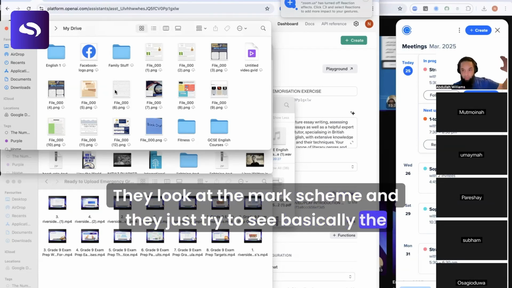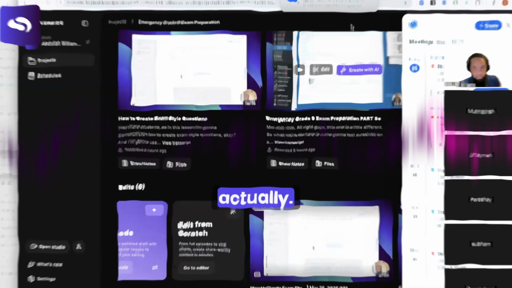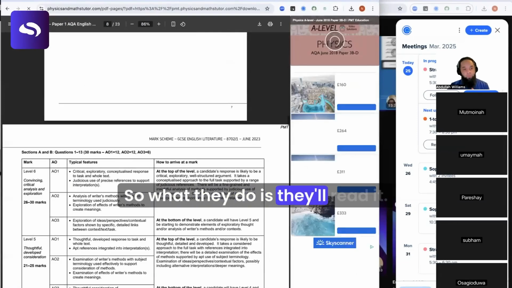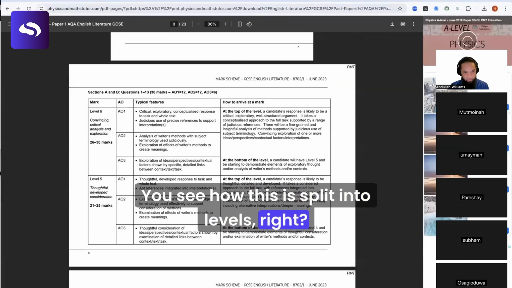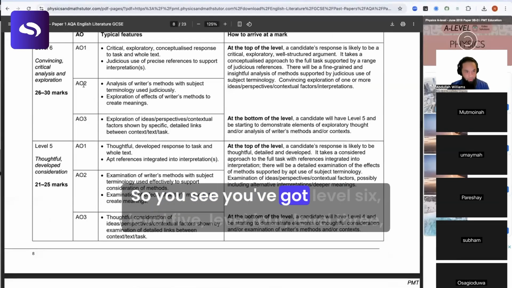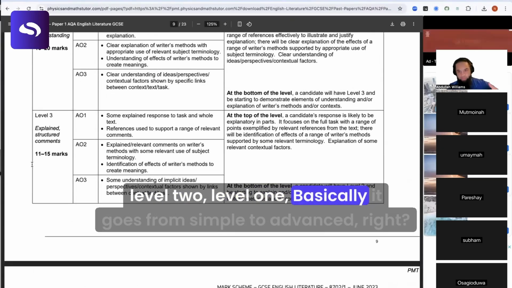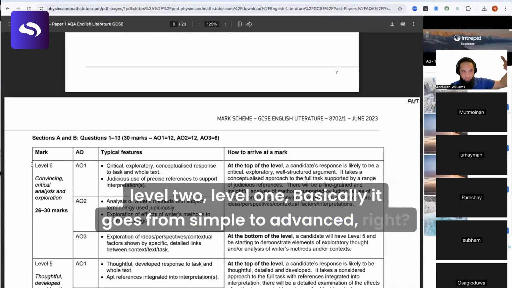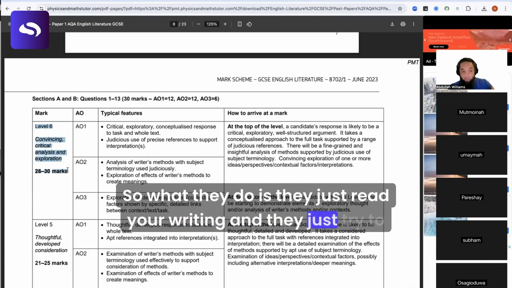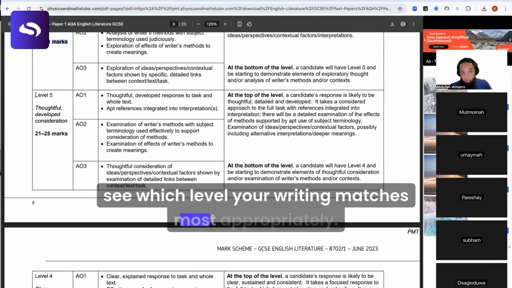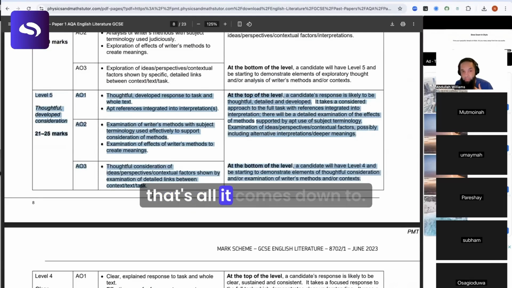Basically, the mark scheme is split into levels, right? I can find an example for you quickly, actually. What they do is they'll read it. You see how this is split into levels, right? So you've got level 6, level 5, level 4, level 3, level 2, level 1. Basically, it goes from simple to advanced, so level 6 is the most advanced. They just read your writing and try to see which level it matches most appropriately, and then they award you the marks for that. And that's all it comes down to.